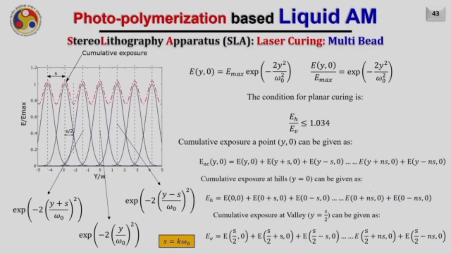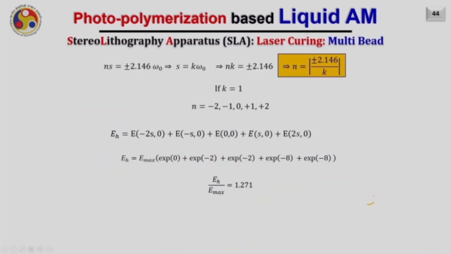So, my point is, what should be the value of this n? Because this n defines how many terms we are considering to find out the energy in hill and energy in valley. So, what is the maximum value for the energy of hill? That is 0 plus ns, or 0 minus ns. So, let me consider the ns. 0 plus ns is nothing but ns.